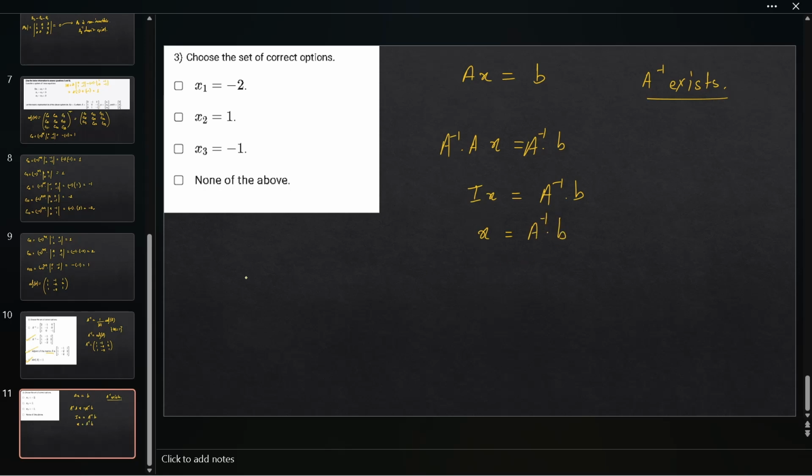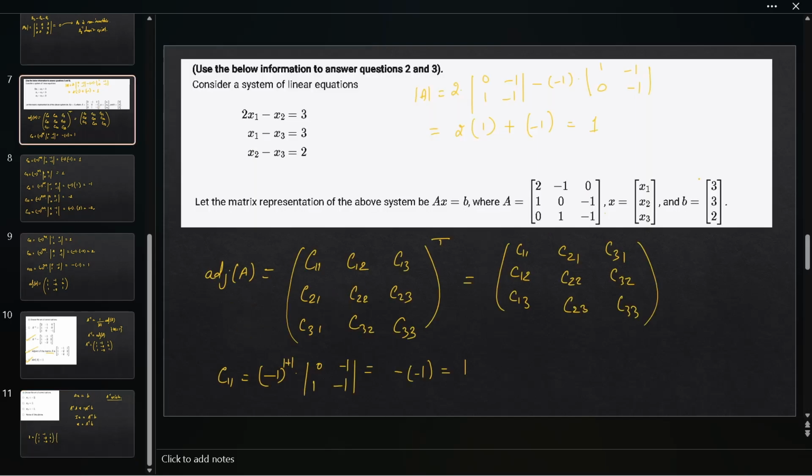Now, what is your A inverse? That we have done in the last question as well. So it is 1, 1, 1, minus 1, minus 2, minus 2, and then 1, 2, 1 times B. B is a known vector. So we can pick the B from here, which is 3, 3, 3.